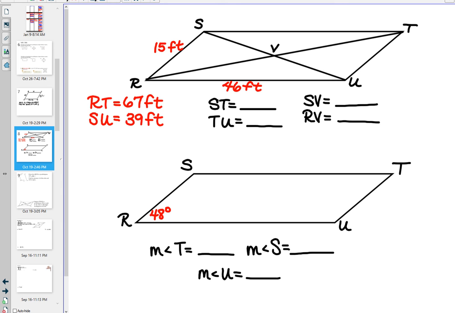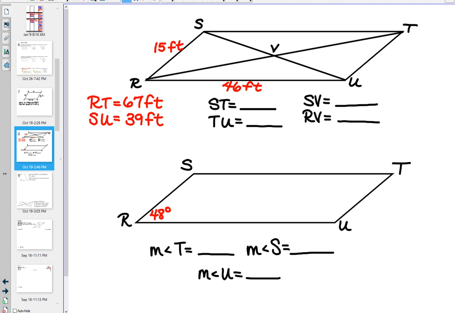On the top here, we got a parallelogram. We learned some properties about parallelograms. There's some information labeled on the diagram, and then they want to know the distance between S and T, the distance between S and V, TU, and RV. So let's start off with ST. What would you describe ST as?